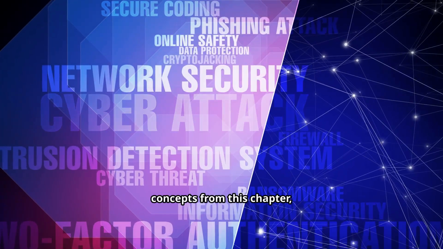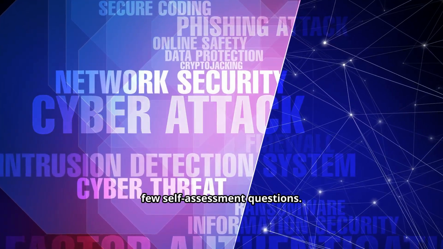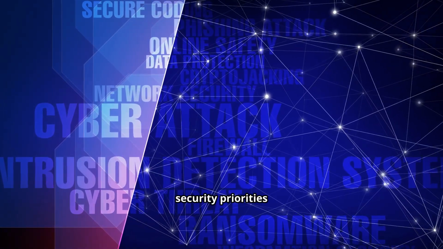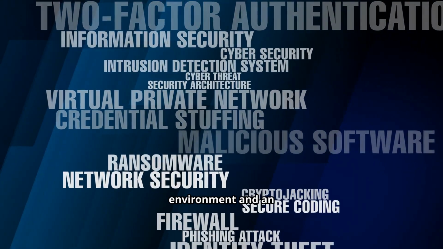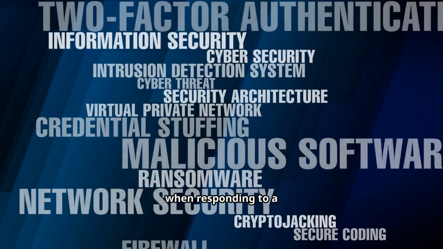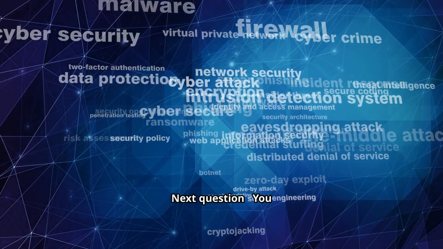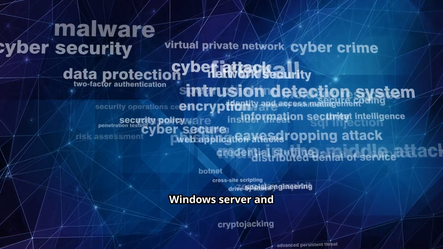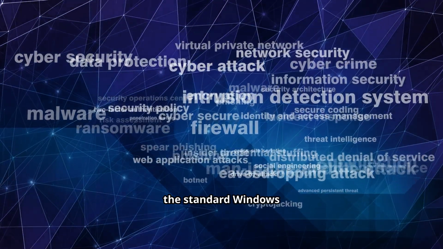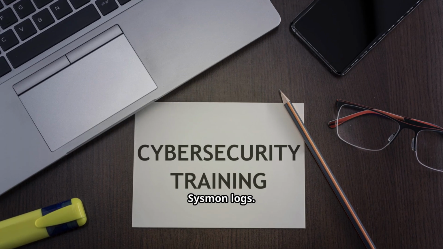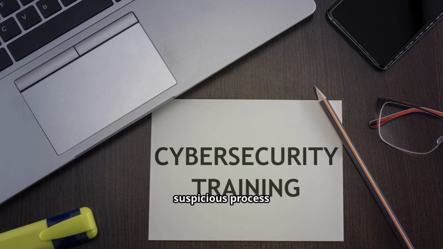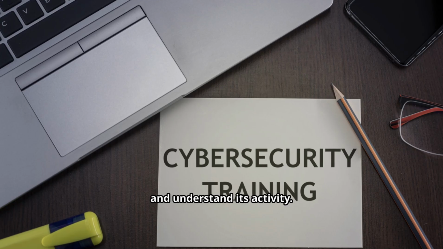To help you solidify the concepts from this chapter, let's finish with a few self-assessment questions. Here is your first question. What is the fundamental difference in security priorities between a traditional IT environment and an operational technology environment? And why does this difference matter when responding to a security incident? Next question. You are investigating a Windows server and suspect a malicious process is running. You have access to the standard Windows event logs and Sysmon logs. Describe two specific event IDs or log sources you would examine to identify the suspicious process and understand its activity.